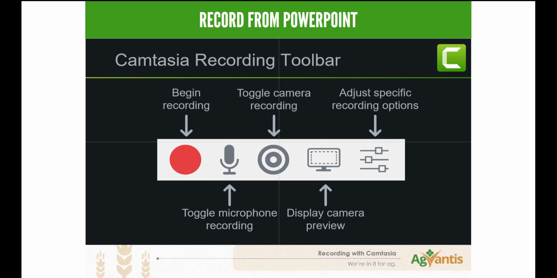Zooming in on the toolbar, notice this functionality. The red round button is to begin recording. The microphone icon is to toggle the microphone recording on or off. The bullseye icon is used to toggle a camera on and off if we had one. The monitor icon is used to display a camera preview. This option requires a camera to be installed. And I'll explain the Camtasia recording options icon on the next page.